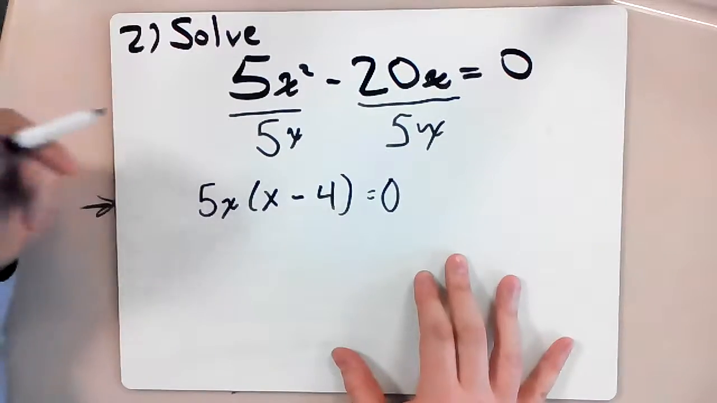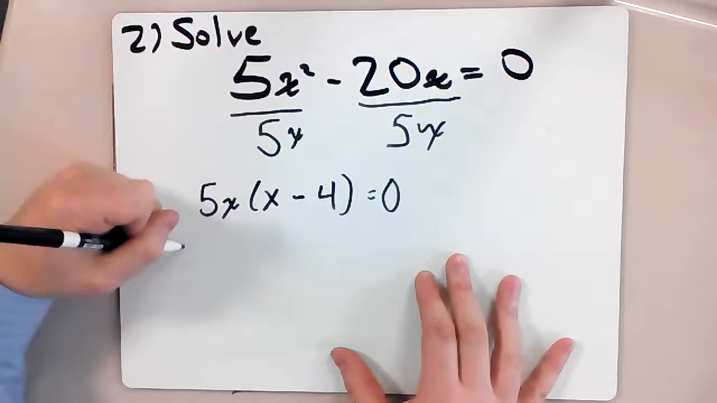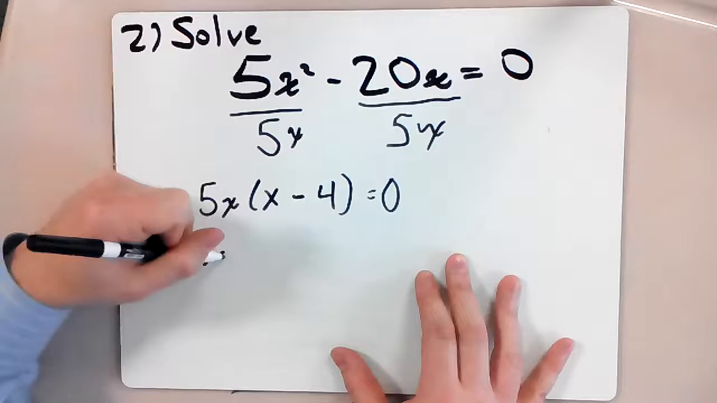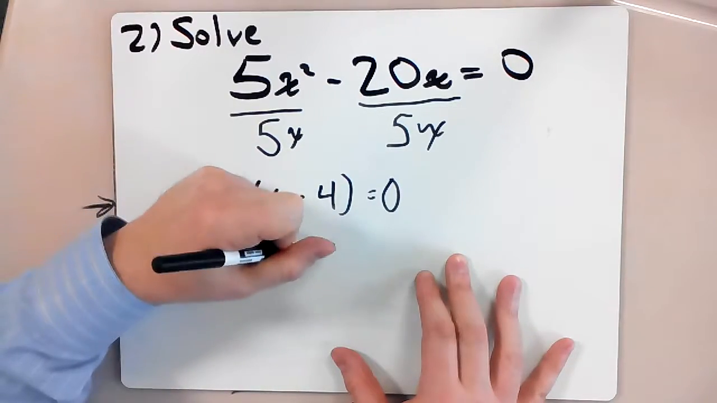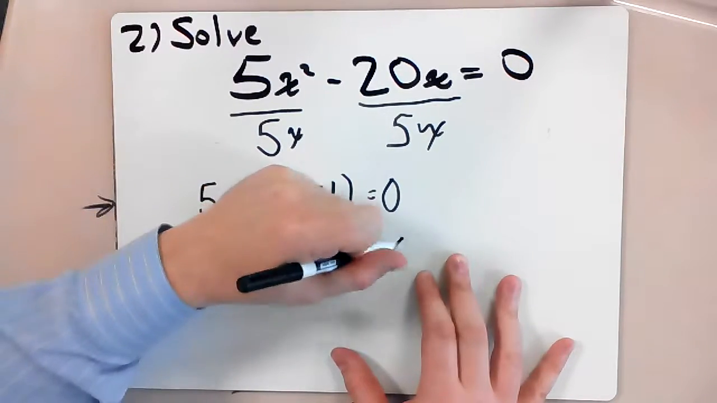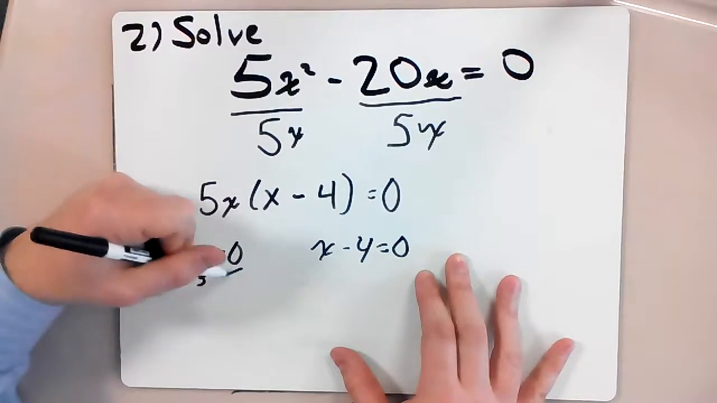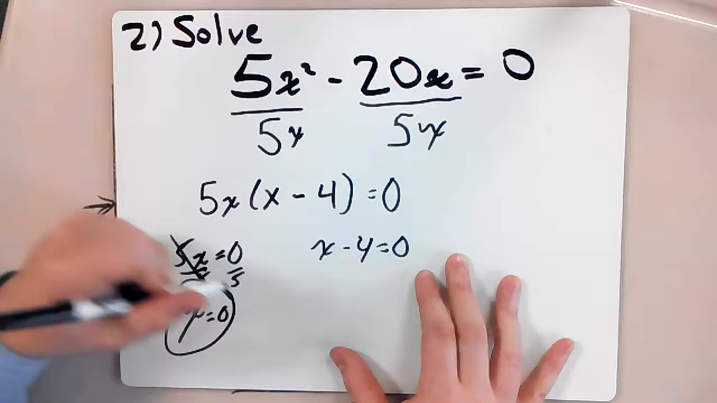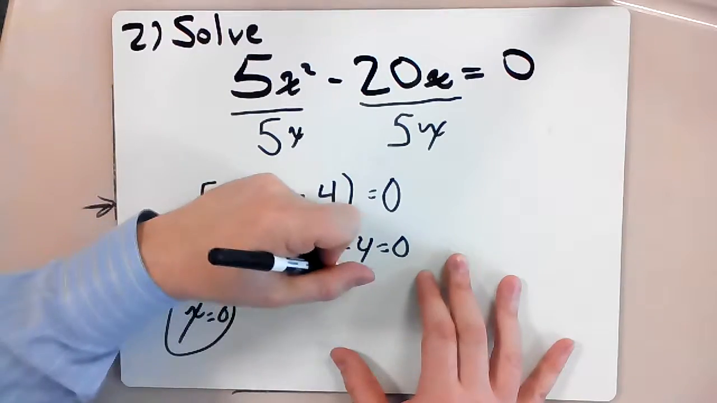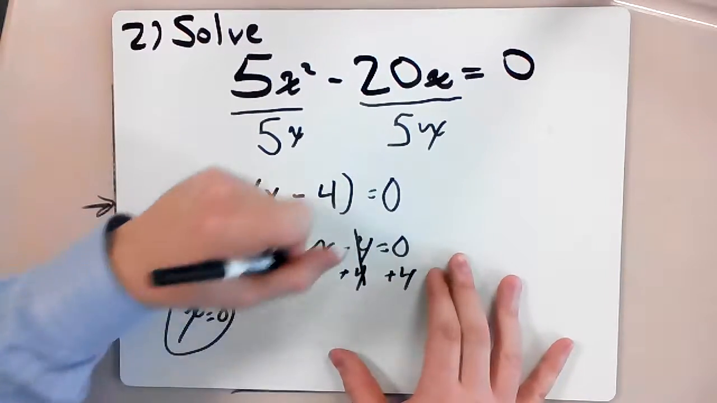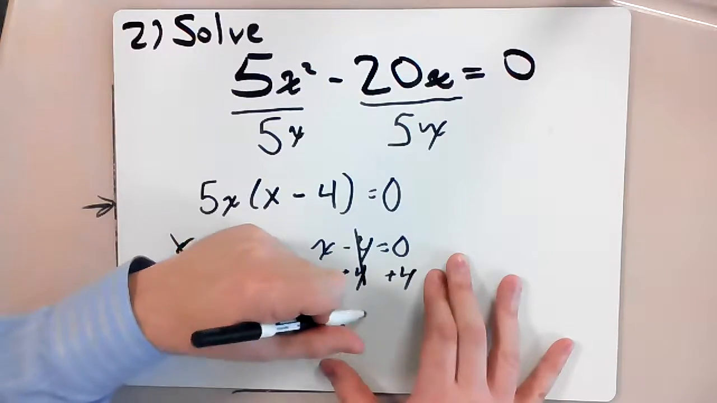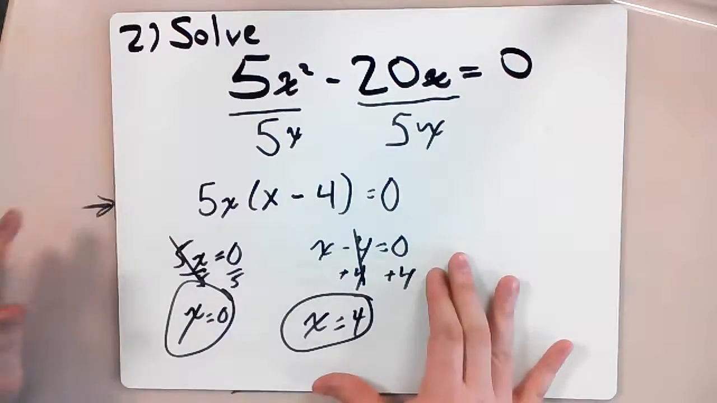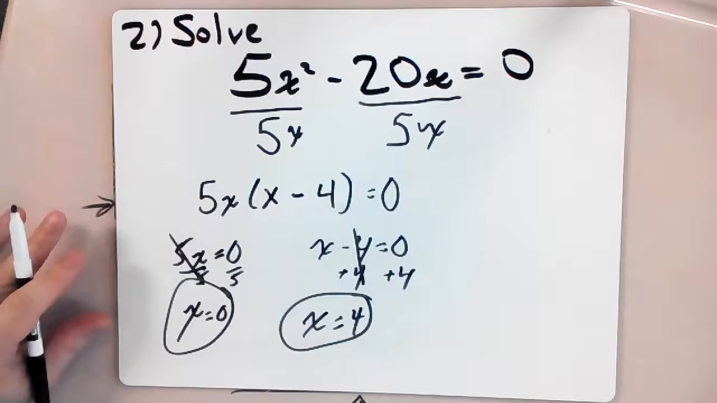Now I have to solve both of these. That's factored. So 5x equals 0, then x minus 4 equals 0. I divide by 5, x equals 0. There's that one. I add 4 to both sides, and x equals 4. There's the solutions for that one.